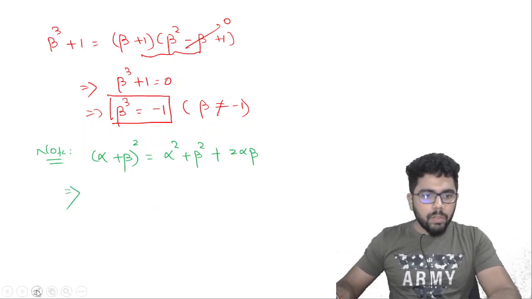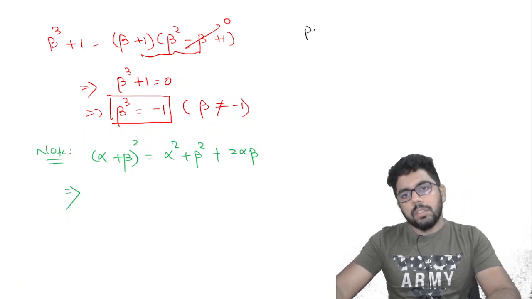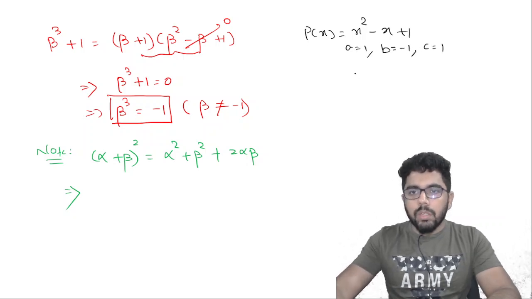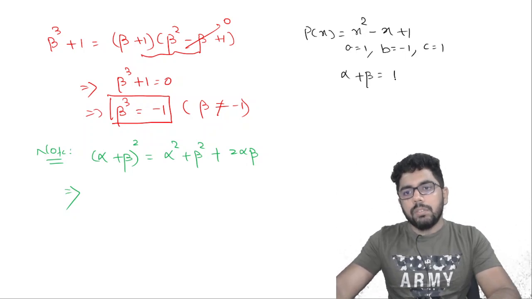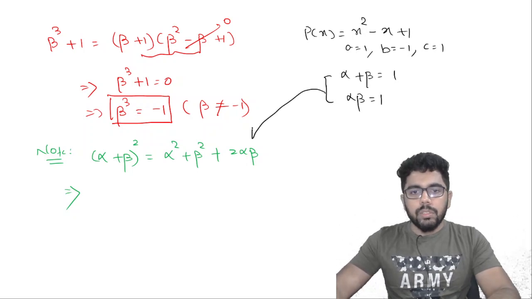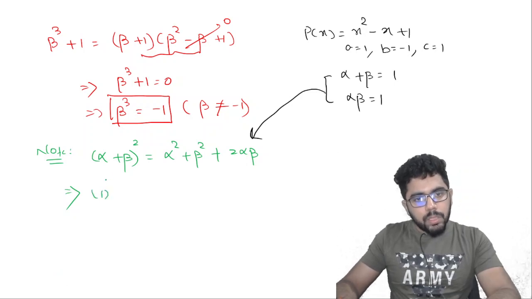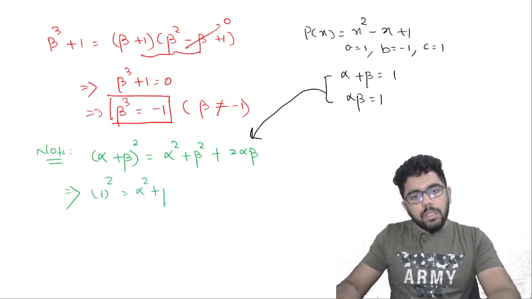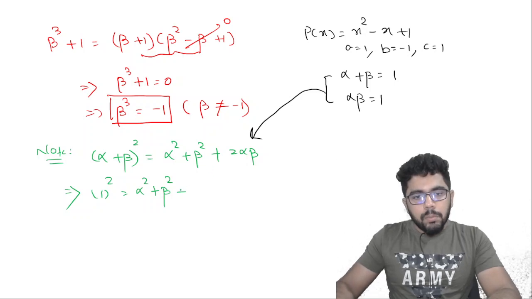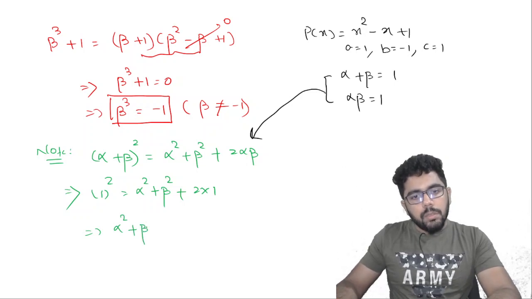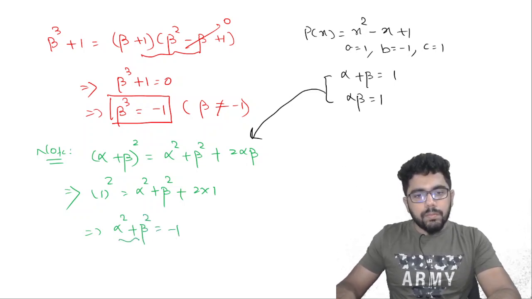Now for this particular quadratic polynomial that we have, p of x is x square minus x plus 1. So here a is equal to 1, b is equal to minus 1 and c is equal to 1. So sum of roots alpha plus beta is 1 and product of roots alpha into beta is also 1. So if you put these two values here, alpha plus beta is 1. So 1 whole square is alpha square plus beta square plus 2 alpha beta, so 2 into 1. So basically I get alpha square plus beta square, it is minus 1.